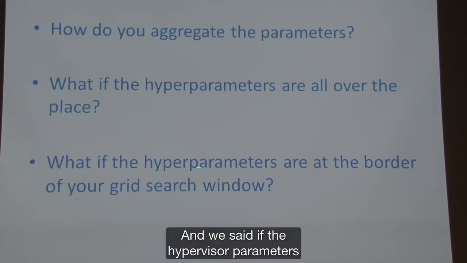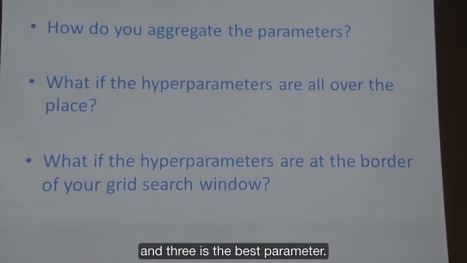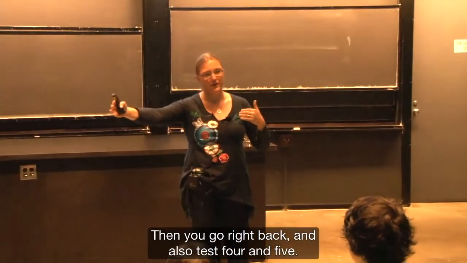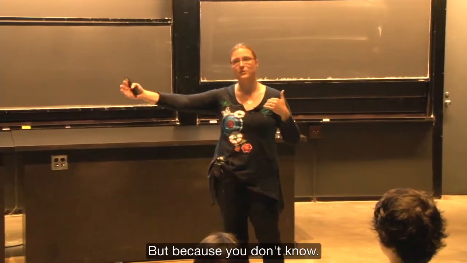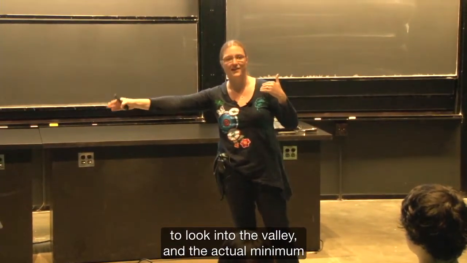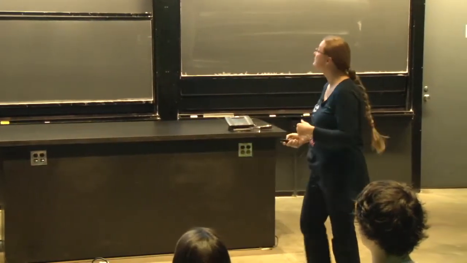And we said if the hyperparameters are on the border of your grid search window, if you're testing parameter values 1, 2, 3, and 3 is the best parameter, then you go right back and also test 4 and 5. Right? Because you don't know. It might actually be that you just started to look into the valley and the actual minimum is still out there. So you want to look for it.